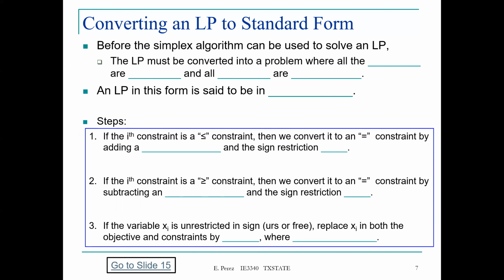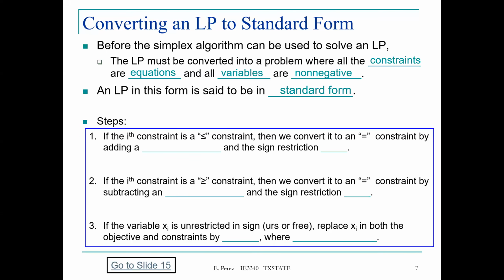So before the simplex algorithm can be used to solve an LP, the linear program must be converted into a problem where all constraints are equations and all variables are non-negative. A linear program in this form is said to be in standard form. Okay, so we want all our constraints to be equations and all variables to be non-negative. So what are the steps?